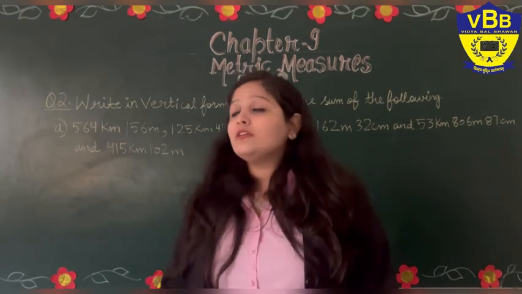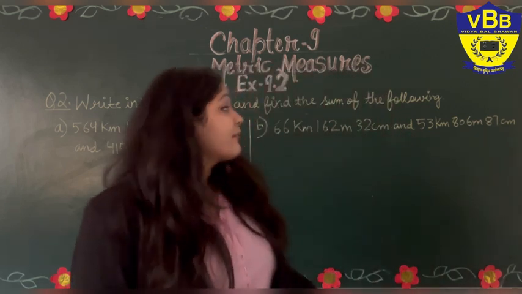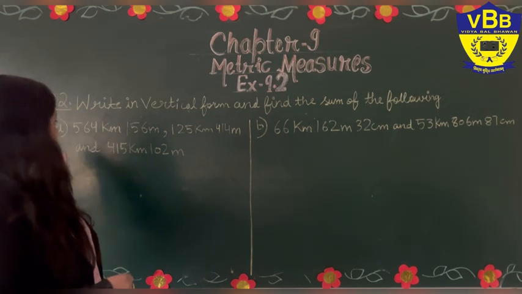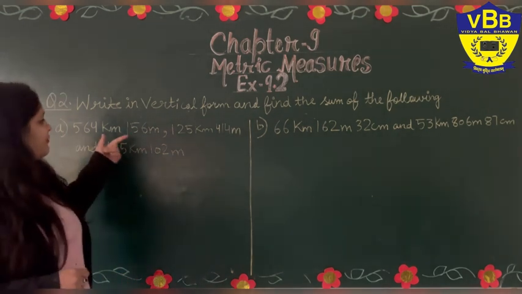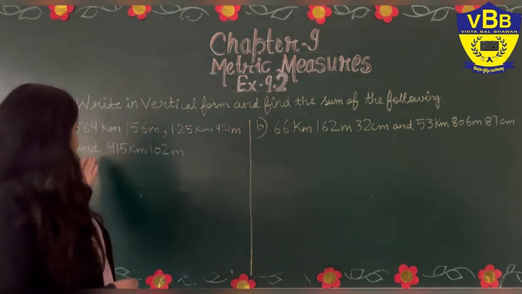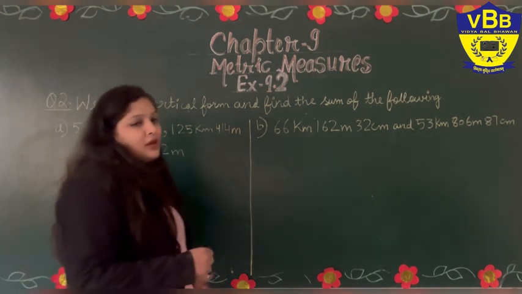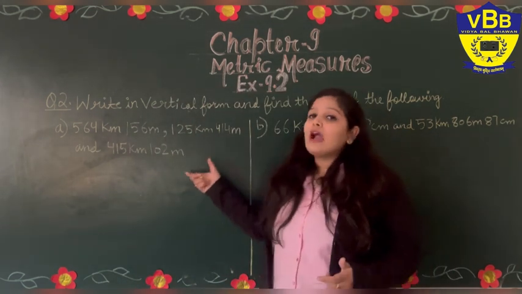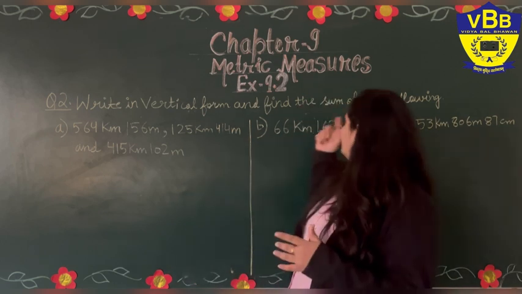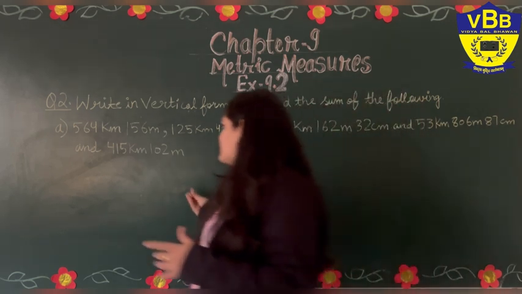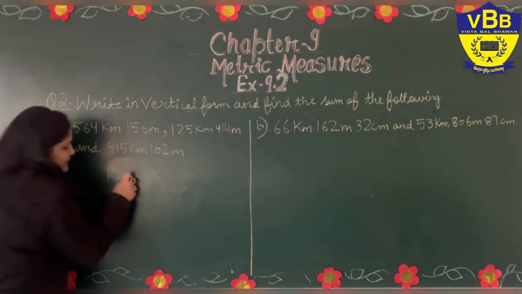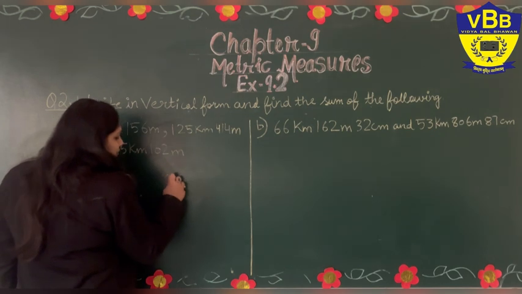Okay students, let's start with question number 2. Write in vertical form and find the sum of the following. Right? A part: 564 kilometer, 156 meter; 125 kilometer, 414 meter; and 4115 kilometer, 102 meter. We have given three terms. We have to write these three terms first in a vertical column and then find the sum. Sum means to add these. Two units are given to us, kilometer and meter.